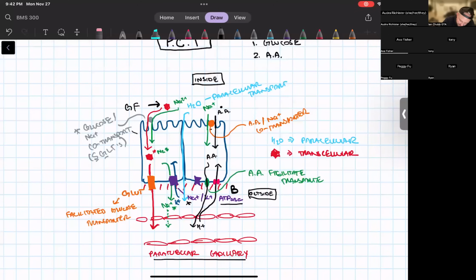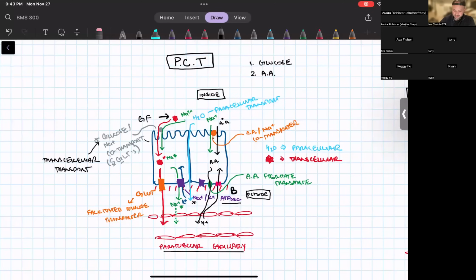A term that we use for the glucose to come through, because it's moving through the cell, is transcellular. So anything that moves through the cell is transcellular. Anything that moves between is paracellular. And those are kind of the big things when it comes to PCT.